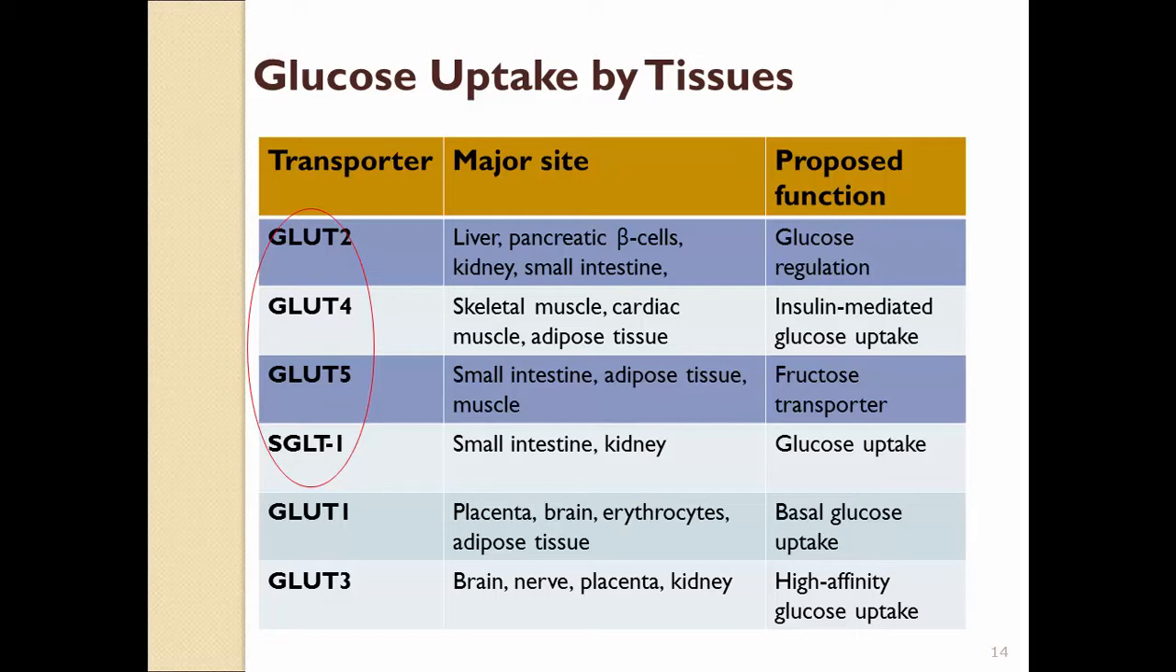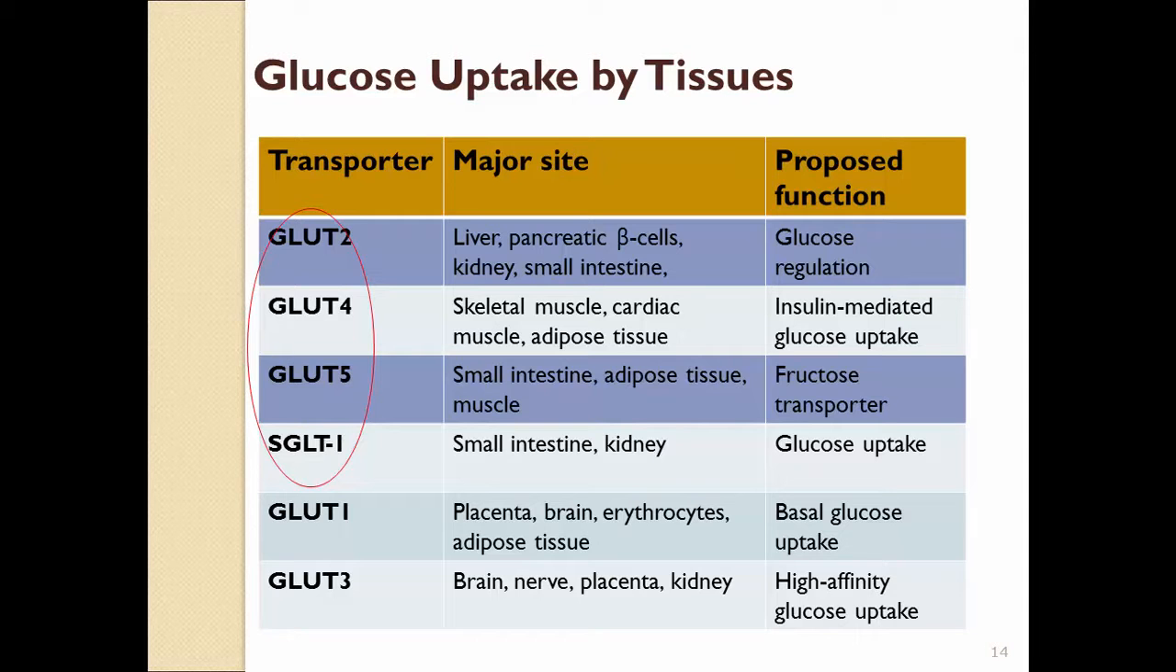GLUT2 versus GLUT4, and GLUT5 and SGLT1 you already know, right? GLUT5 is basically in the small intestine and transports fructose, right? And SGLT1 is also in the small intestine and is important for glucose transport into the enterocytes. GLUT2 and GLUT4 have different distributions. GLUT2 is expressed highly in liver and pancreas, and also small intestine and kidney, and is responsible for glucose transport. And GLUT2 is a glucose regulated transporter, meaning that GLUT2 activity is only regulated by blood glucose levels.